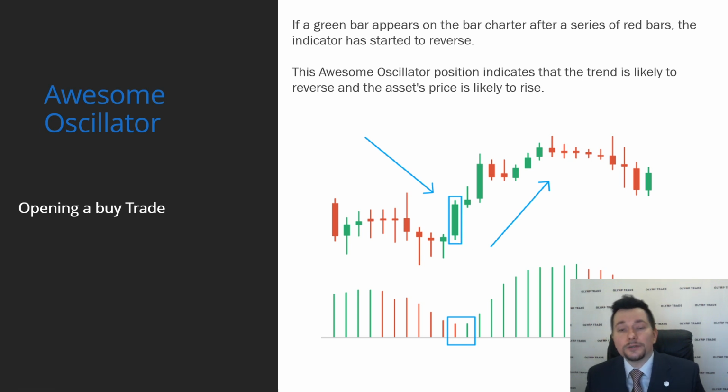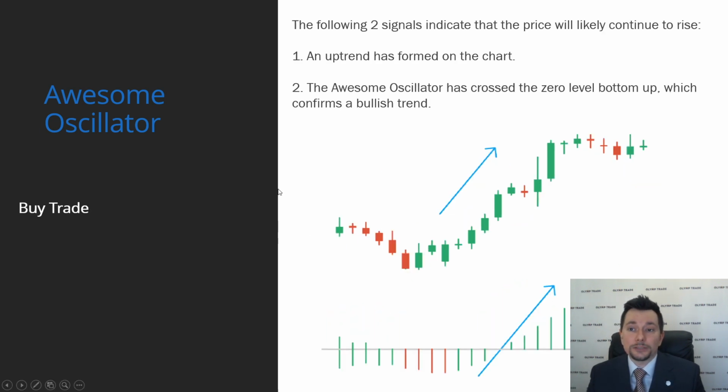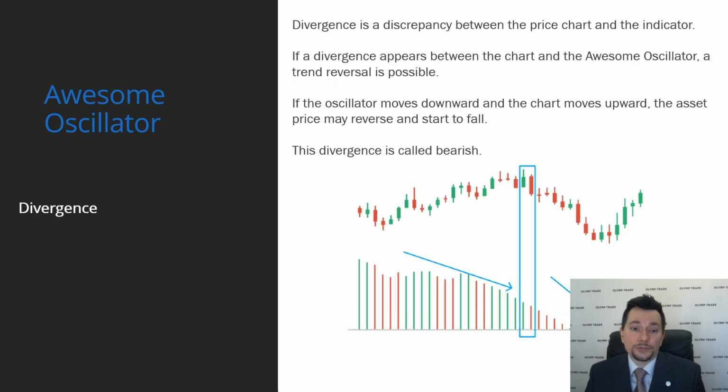So that is another indication that, hey, we're reversing direction. So two signals will give you a good buy trade. There's an uptrend on the chart, and also we transition from the bottom of the zero line over to the top side. So that confirms a bullish trend, and you have a good bullish setup. You can go ahead and trade on those signals.